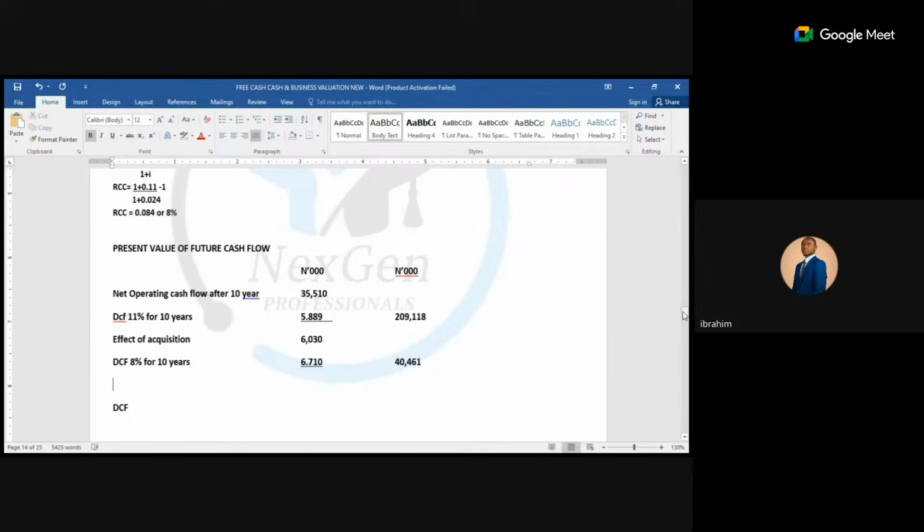Class, you can see that we use money for money and we use real for real. You can decide to convert this to money cash flow, so that you use 11% and you move from there, right?